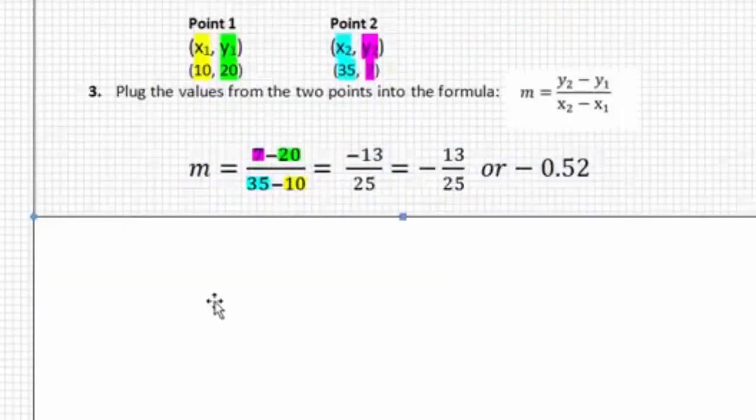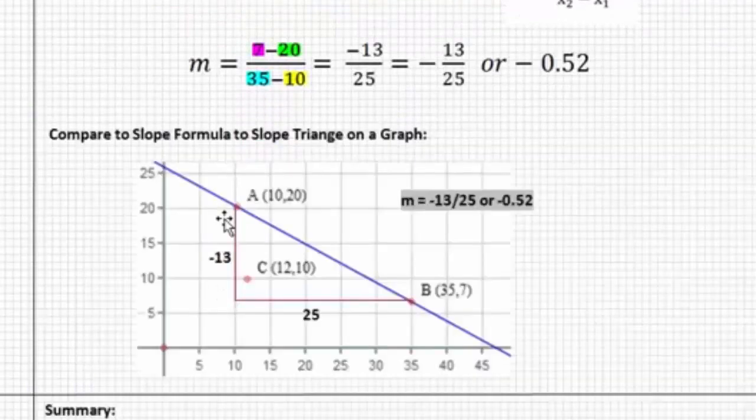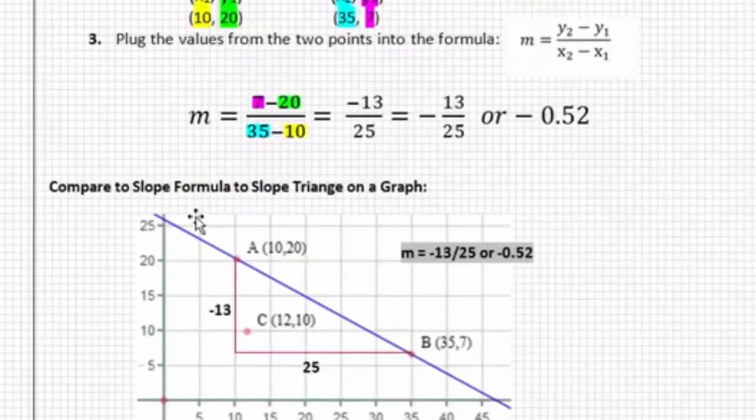Now I want to just compare that for you to a graph, because up until now we've been only finding the slope from a graph. So here I have the data. It was 3 points, A, B, and C, that were on this graph, but we wanted to find the slope of the line going through A and B. So B ended up being our second point, 35/7, and A was our first point, 10/20. That's in order as their x values.